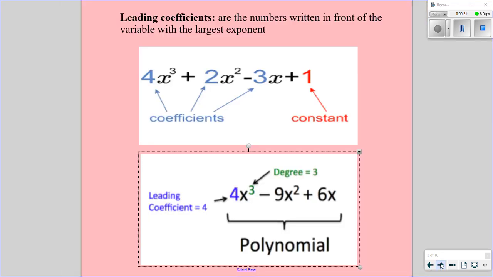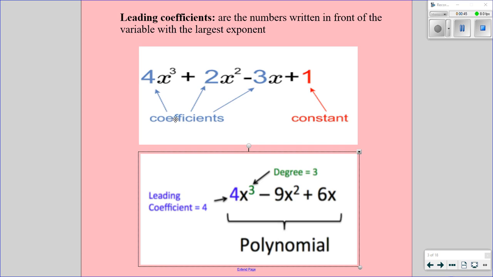Before we even get into figuring out how to factor with a leading coefficient, we need to know what leading coefficient means. A coefficient is a number written in front of a variable with the largest exponent. In the first example you see here, each number for each term is a coefficient. And if a number is by itself, then it's a constant.